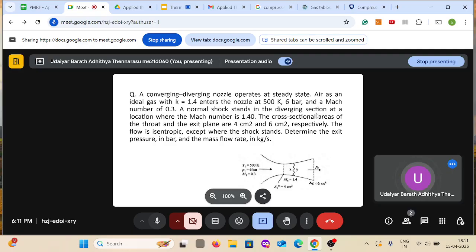So next question is, a converging diverging nozzle operates at steady state. Air as an ideal gas with K equals 1.4 enters the nozzle at 500 Kelvin, 6 bar and a Mach number of 0.3. A normal shock stands in the diverging section at a location where the Mach number is 1.4. The cross-sectional areas of the throat and the exit plane are 4 cm square and 6 cm square respectively. The flow is isentropic except where the shock stands. Determine the exit pressure in bar and the mass flow rate in kg per second.